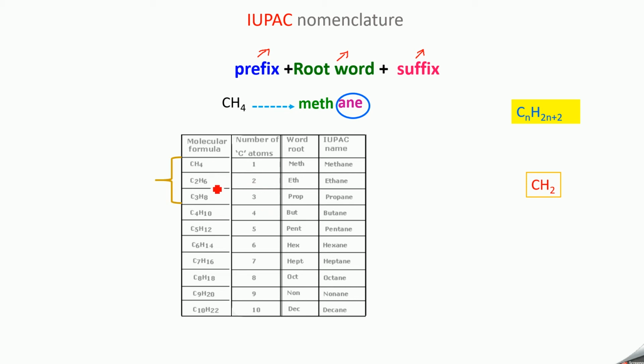Now the first 3 members will have only one structure. For methane, CH4. For ethane, C2H6 is the molecular formula, structural formula CH3CH3. For propane, C3H8, the structural formula is CH3CH2CH3. So only one structure is there for the first 3 members. From the 4th member, we will have more than one structure. So we can write isomers from this compound. For example, for C4H10 we can write 2 structures that we will discuss now.